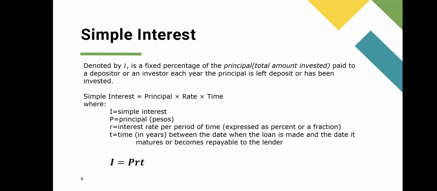Here are some of our important formulas. We have I equals P times R times T, that is, interest equals principal times rate times time. Then principal is equal to interest over rate times time. Rate is equal to interest over principal times time. And time is equal to interest over principal times rate. You have to take note of these formulas and remember them always.